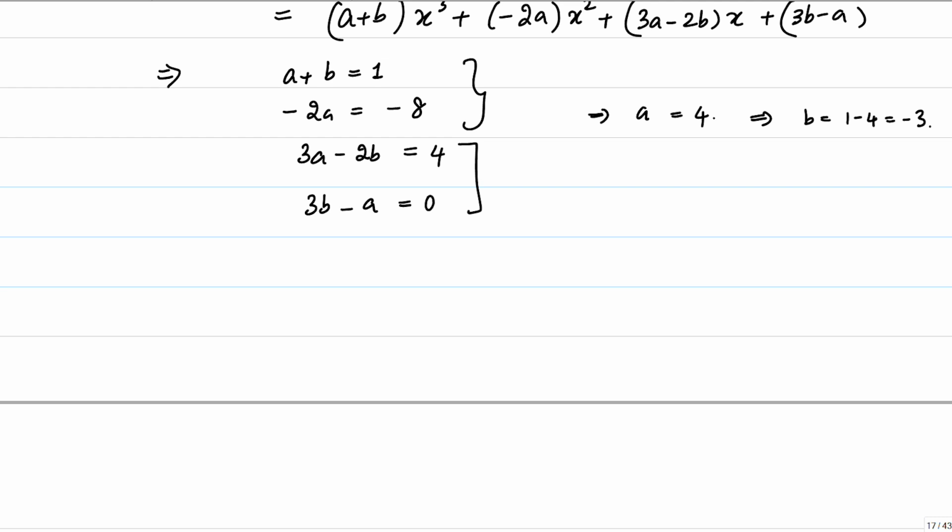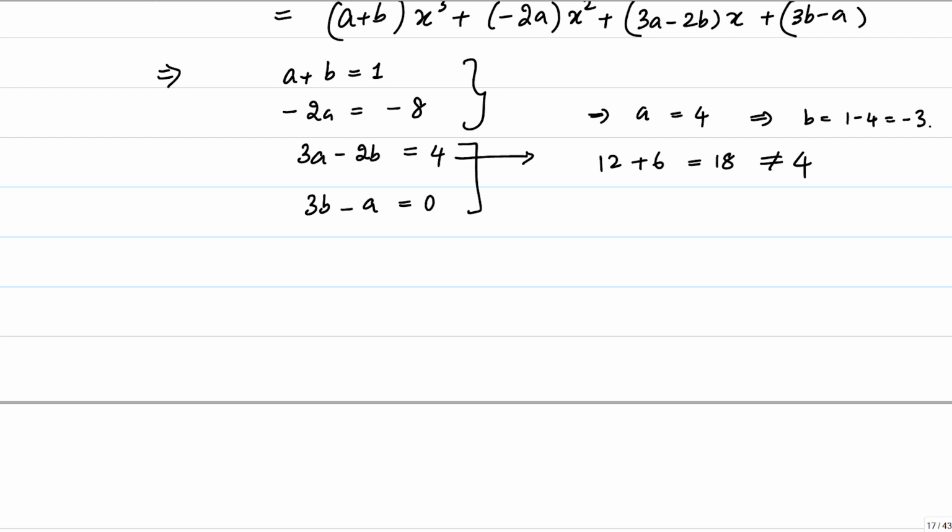Now let's see if the next two equations are consistent. If it is not, then we do not have a linear combination, right? So basically with a equal to 4 and b equal to minus 3, let's look for whether the third and the fourth equation are satisfied. Okay, so what is this going to be? This is just going to be 4 into 3, 12, minus 2 into minus 3, which is 6, which is equal to 18, which is not equal to 4. So there cannot be a consistent choice of a and b which satisfies all these equations. So we don't even need to bother about whether the fourth equation can be satisfied.